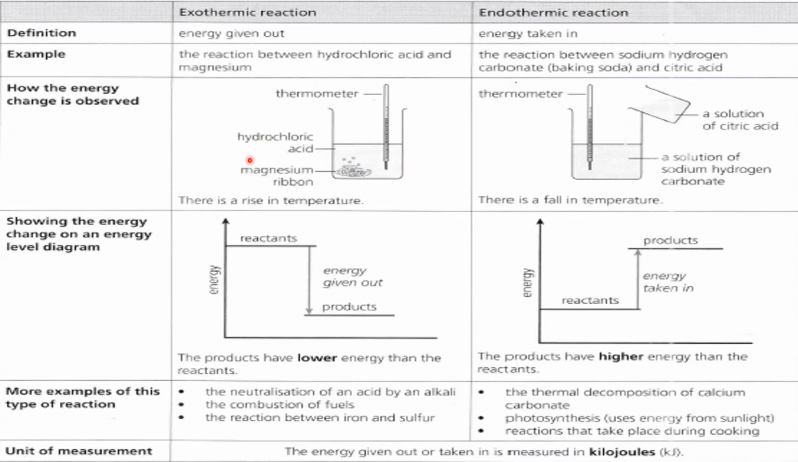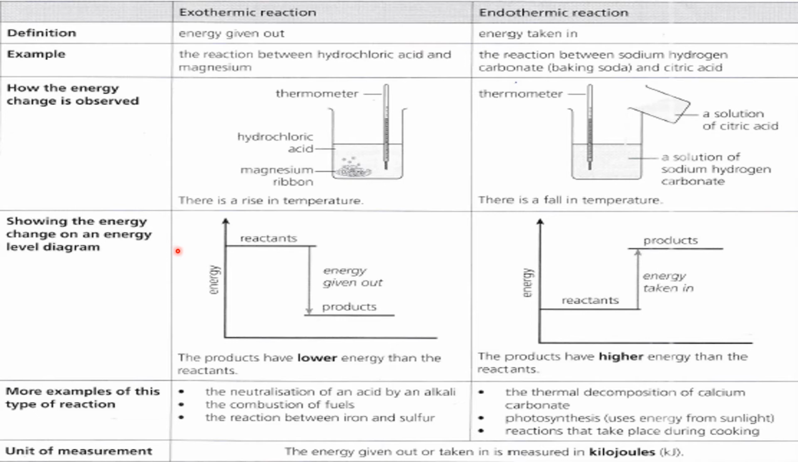Alright, so it is hydrochloric acid and magnesium ribbon, so it gives out heat energy. There is a thermometer here, so you just measure the temperature before reaction and after reaction. If there is an increment of temperature, it will be an exothermic reaction. So there is a rise in temperature. This is important, guys.